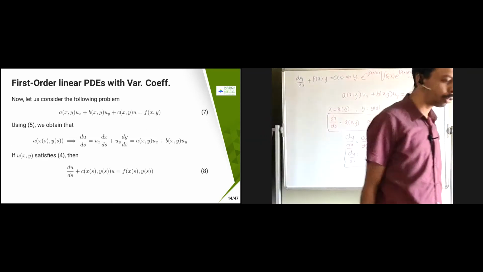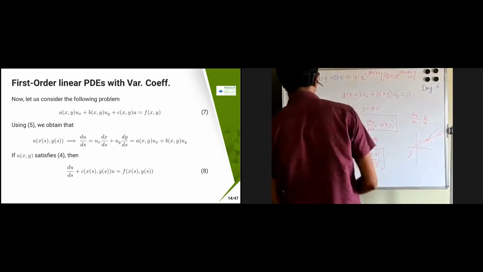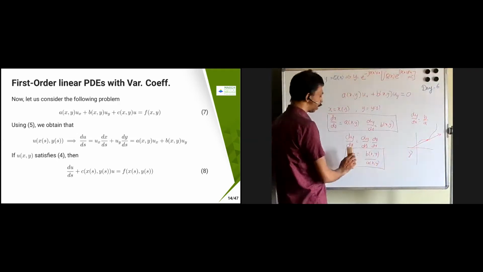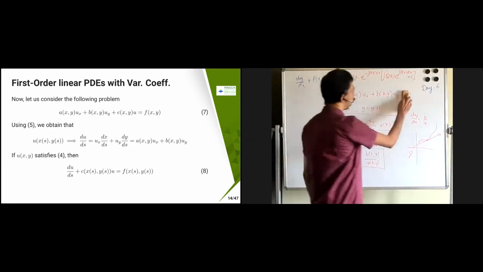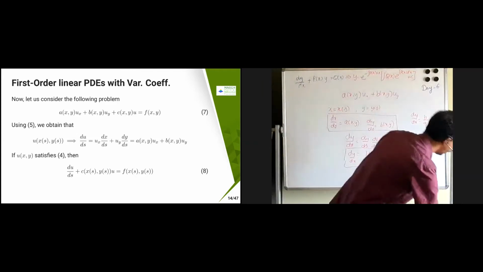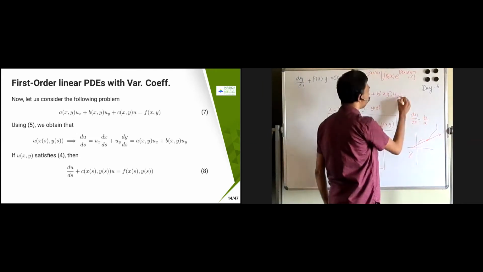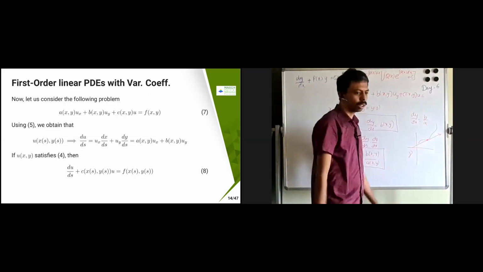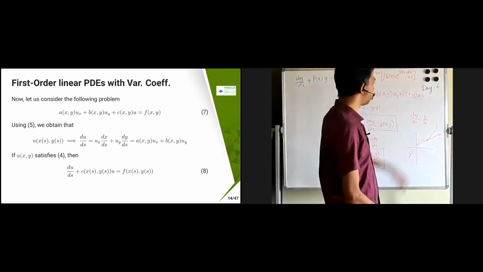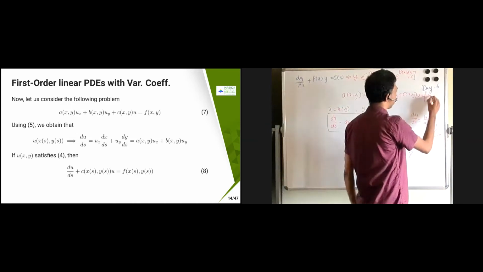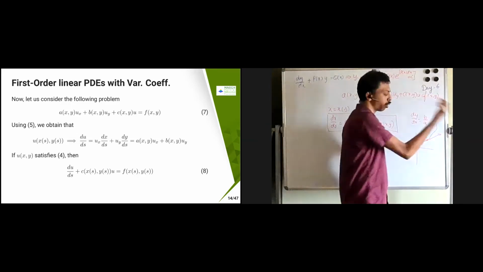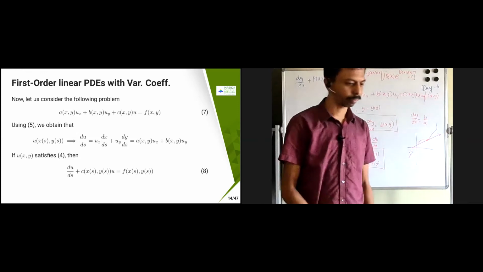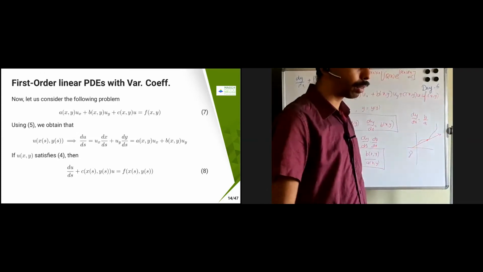Now we'll introduce more complexity. I'm keeping the same setup and not changing anything here. I'm changing only this one: I'm introducing one more term, c of x comma y times u. I'm not going to worry about 0 here; I'm just keeping f of x comma y, because we already know how to solve that in the previous one.